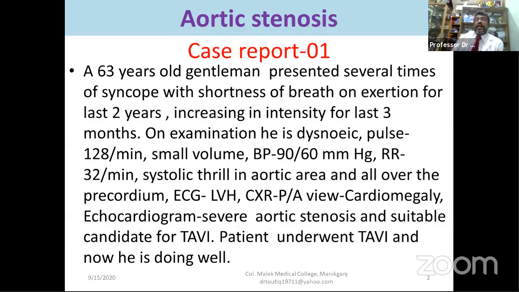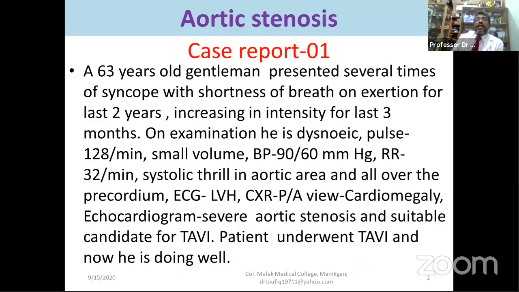So on palpation and auscultation, usually we get an ejection systolic murmur. What type of murmur? This is an ejection systolic murmur, because during systole, blood is ejected from the left ventricle into the aorta through the stenosed aortic valve. So there will be turbulence of the blood flow through the stenosed aortic valve in systole.